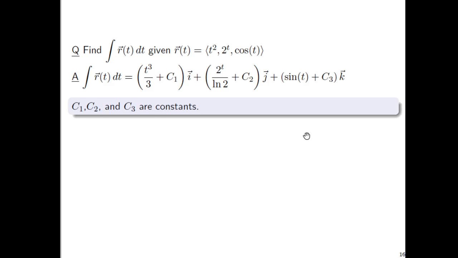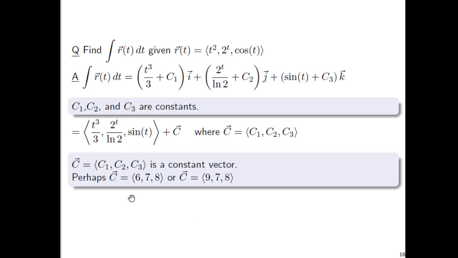But since all three of these are constants, what we could actually do is rewrite this as a vector plus another vector, where this vector c happens to have components c1, c2, and c3 from above. So this is a constant vector. This is a vector with no t's in it, right? These are just numbers right there. And so because c is a constant vector, perhaps c is the vector 6, 7, 8 or the vector 9, 9, 7, 8.